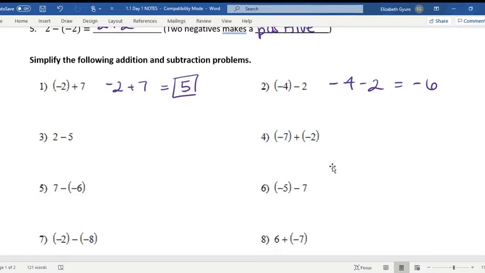2 minus 5. Do you guys think that this one's going to end up being a positive or a negative number? Negative. Why negative, Jake?